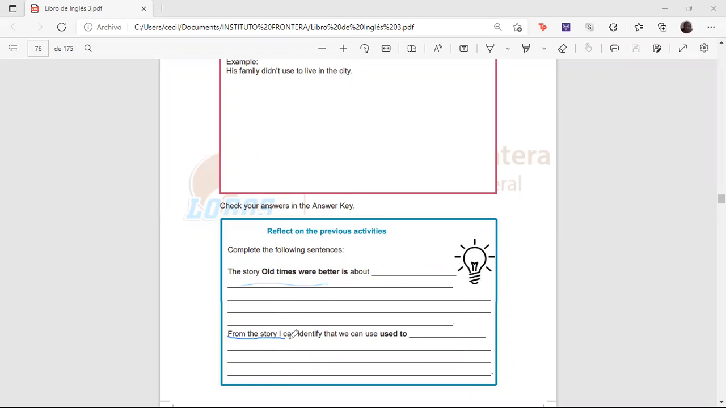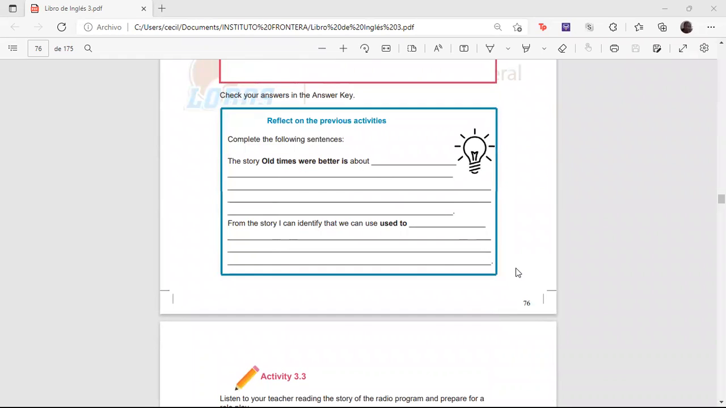Don't pay attention to this one. No, this one, no. Don't pay attention to this one. I'm more interested in this one. This is more important for me. So make an effort on this one in this activity, okay? So this is going to be on page 76.